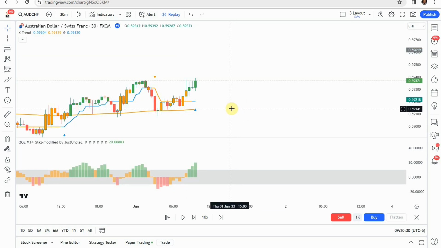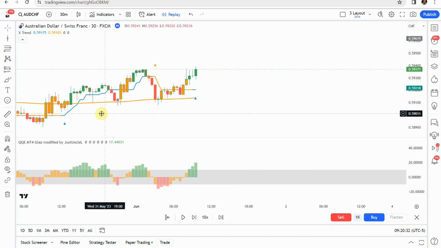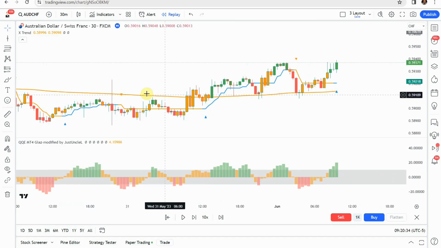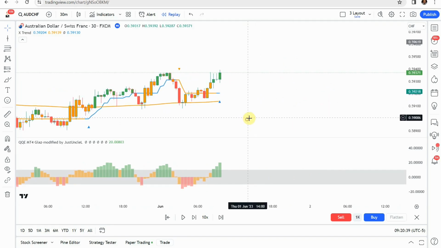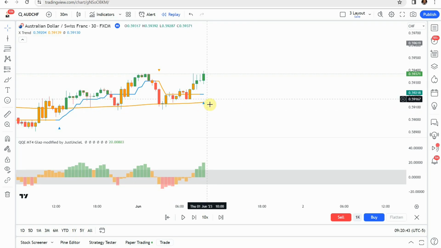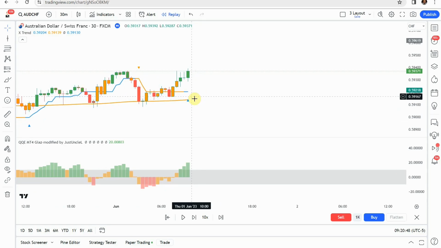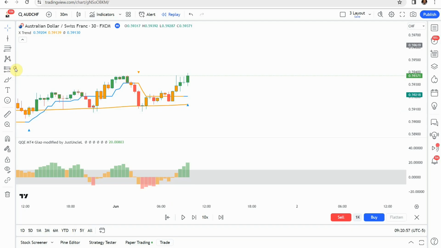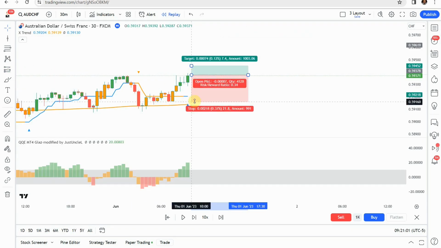Alright, so for a long trade, we are looking for price action to be trading above that slower moving average right there, the orange one. We are then looking for the extreme trend to give us a signal. In this case, it comes in the form of a blue arrow like this one right here. Then once we have that, we are going to look down to the QQE, and we are looking for it to give us a green bar like so. Once we have all those lined up, again, that's going to be our signal to then go long.